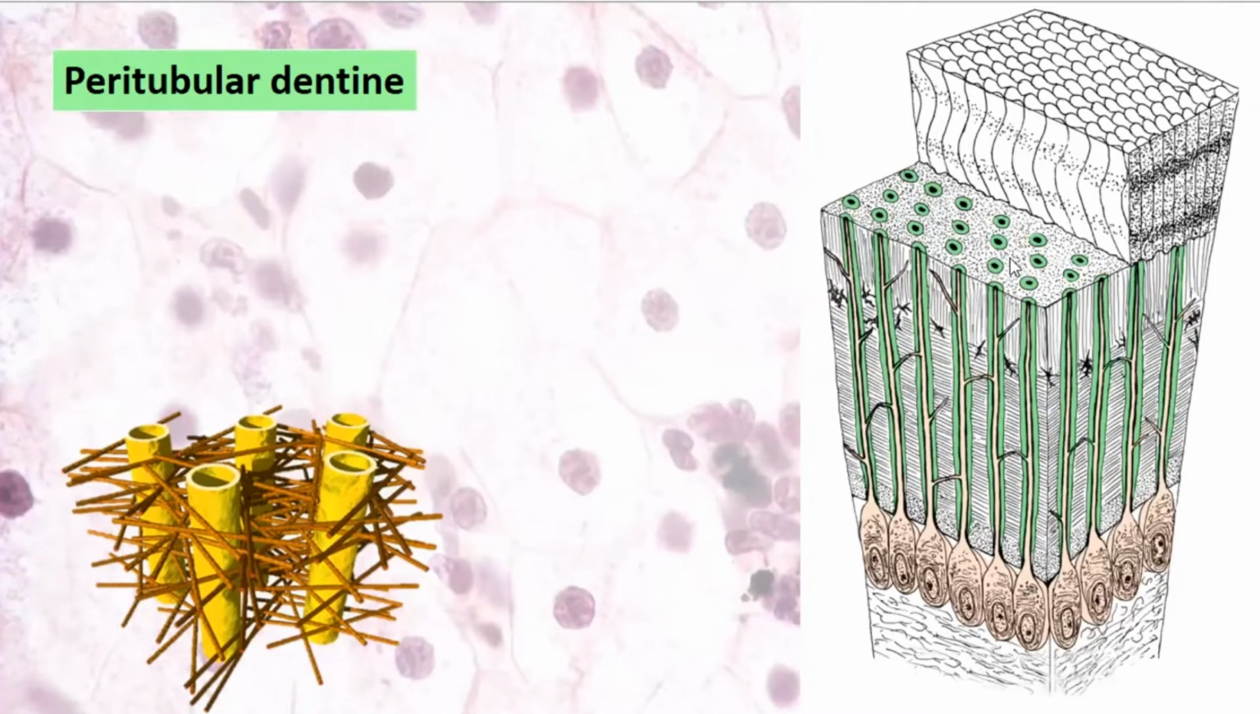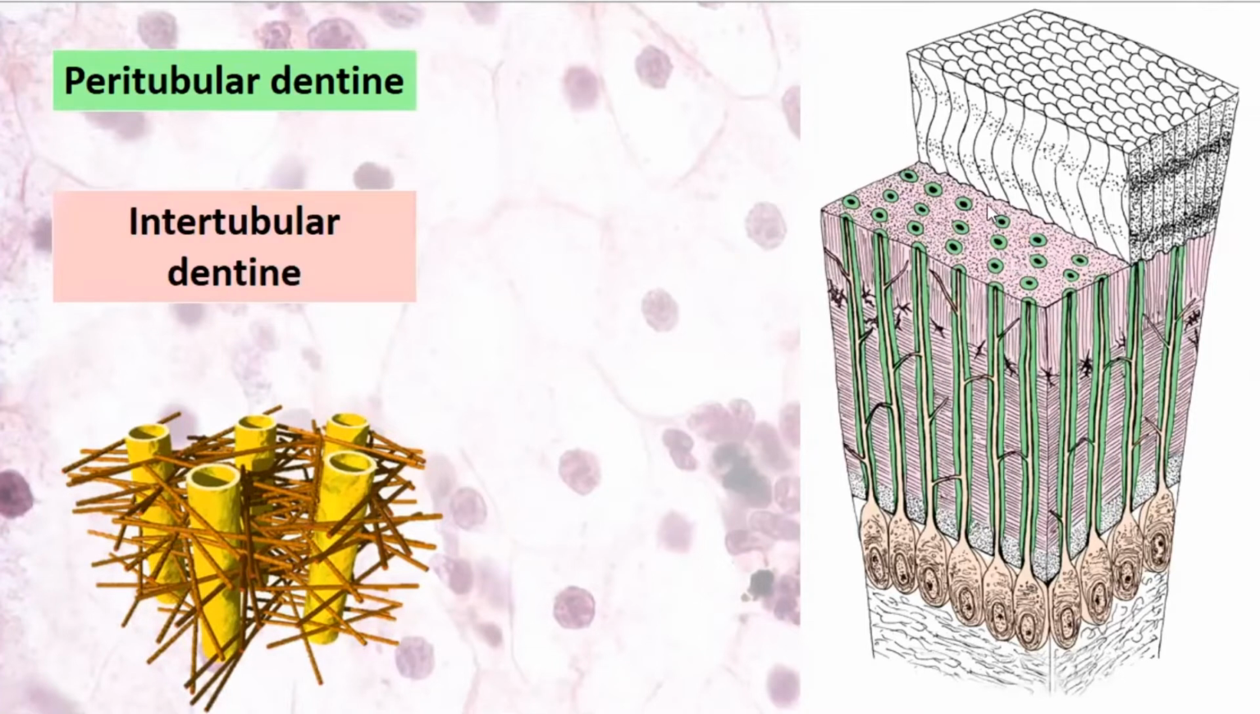And also between the tubules, we have intertubular dentine. It's the matrix which fills the spaces between tubules. In green shade, we can see here peritubular, and in pink shade, it's intertubular dentine. Two kinds of dentine according to their localization. It's the first classification, and today we'll have some classifications of dentine. First, it's peritubular and intertubular dentine. Peritubular surrounds tubules. Intertubular is located between the tubules.